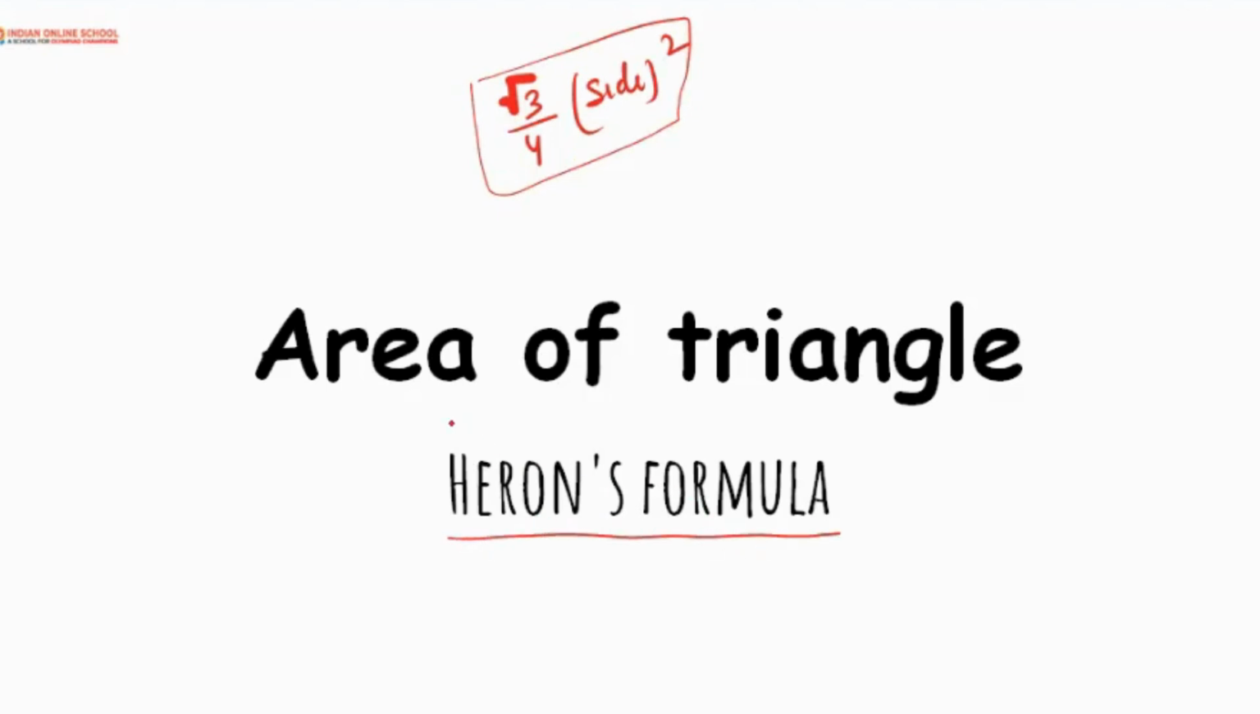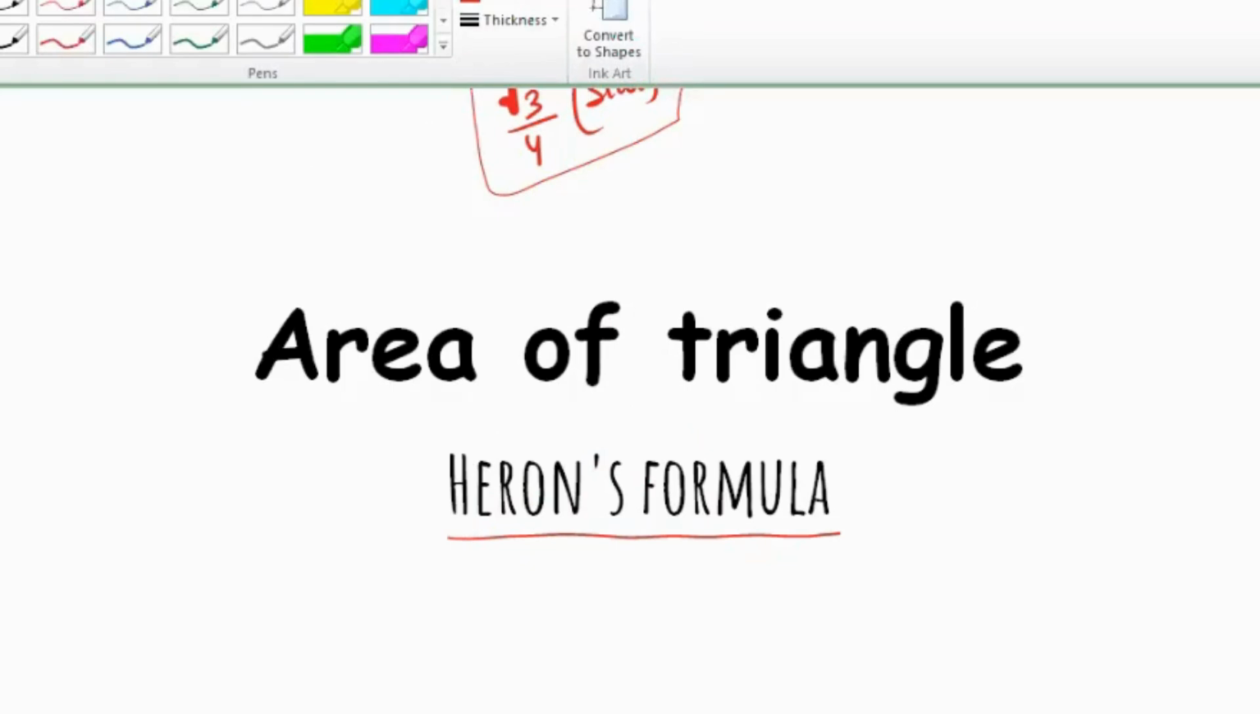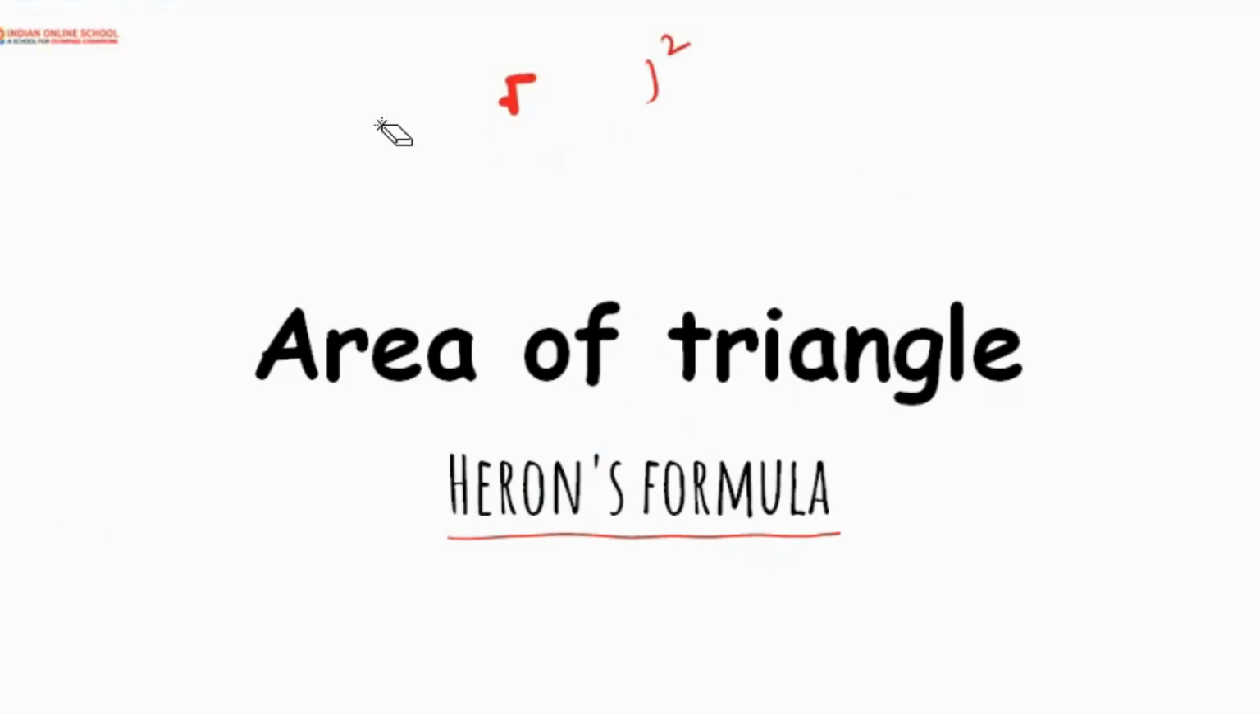Okay, and that is named after the name of the scientist Heron. So that's why this formula name is Heron's formula. Now the question is, what is that Heron's formula? And why are we using this Heron's formula when we have half into base into height? That is the simplest formula that we can use to find the area of a triangle. Then why are we using it?